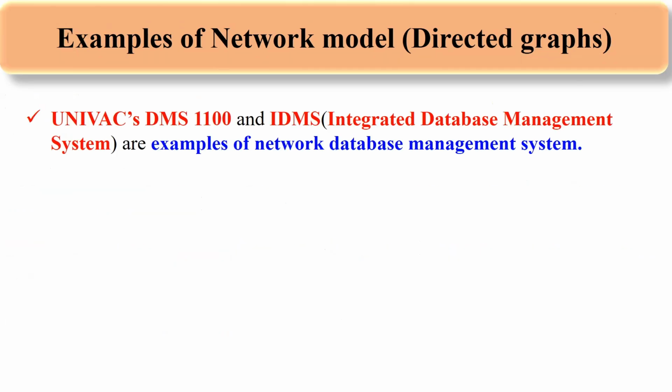Examples of network model, directed graphs. Univac DMS 1100 and IDMS, Integrated Database Management System, are examples of network database management system.